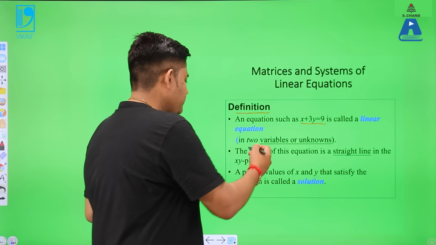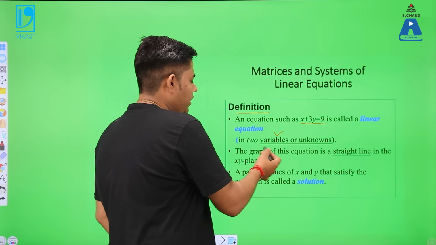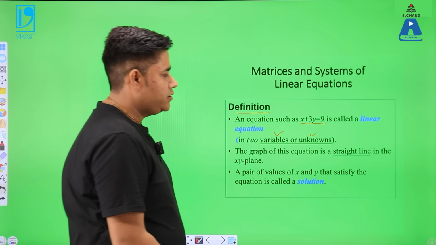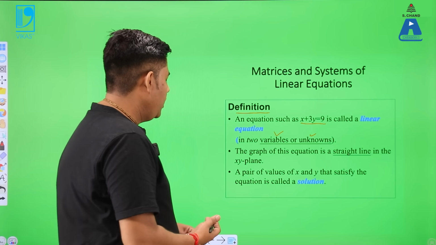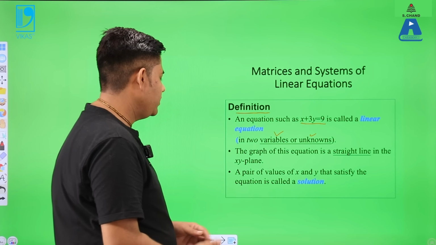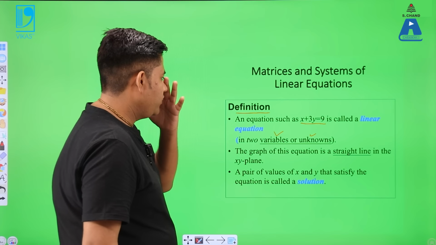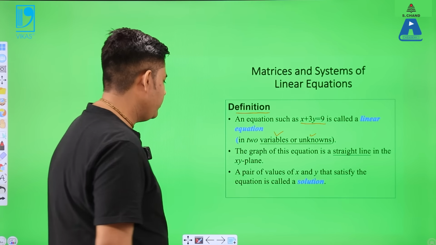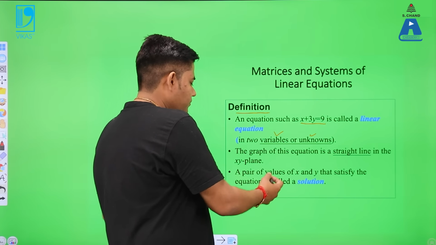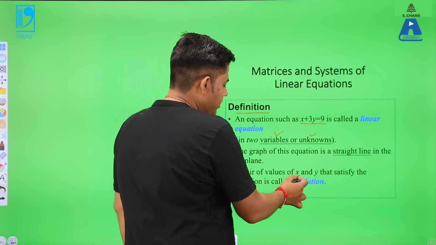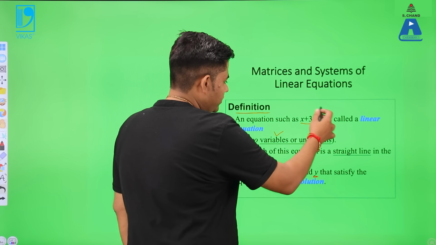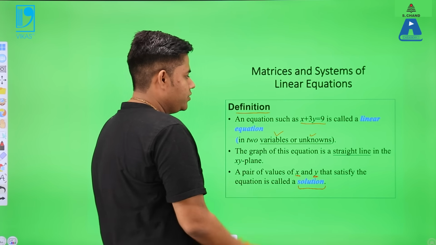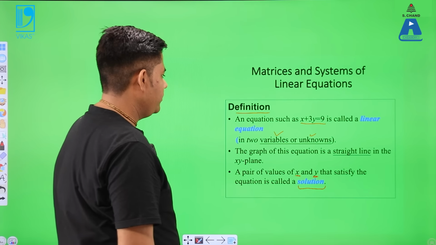And that linear equation can be in terms of two variables or in terms of three variables. They are also known as unknowns. The graph of this equation is a straight line in the xy plane. And the pair of values, the x value and y value, that satisfies this particular equation is known as the solution of that linear equation.